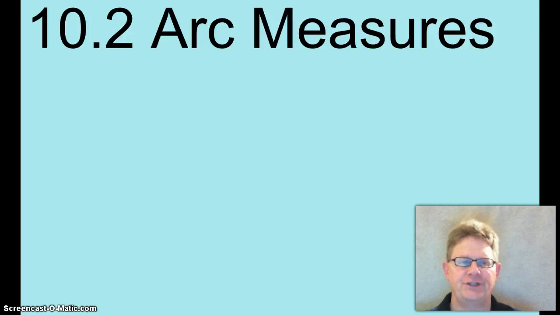Welcome to Honors Geometry Lesson 10.2, Arc Measures, where we talk about what an arc is and what its measure is. This is going to have repercussions from Chapter 1, when we talked about congruent segments and congruent angles, the length of a segment and the measure of an angle, the angle addition postulate, and the segment addition postulate. But this time it's all going to be to do with arcs. So let's go ahead and learn about arcs.